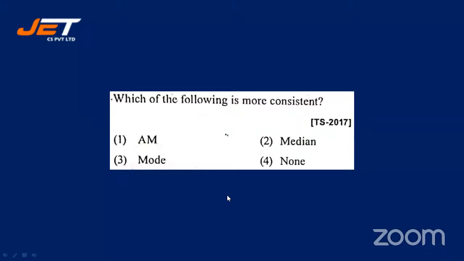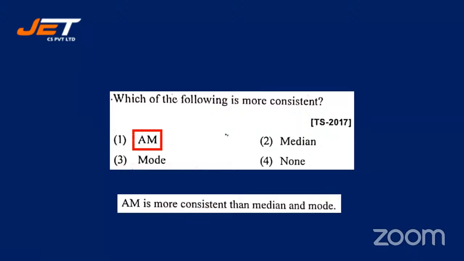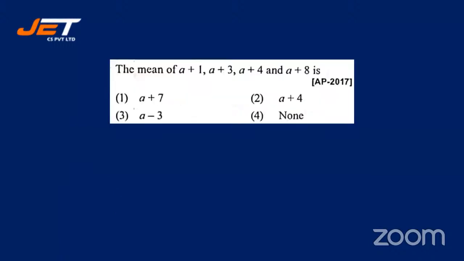Yes. See, it is none other than AM. That is arithmetic mean. All right. So arithmetic mean is more consistent than median and mode. See the next question. The mean of A plus 1, A plus 3, A plus 4 and A plus 8 is dash. So how do you find out the mean? Like how you find out the numbers. Others quickly do it and tell me.